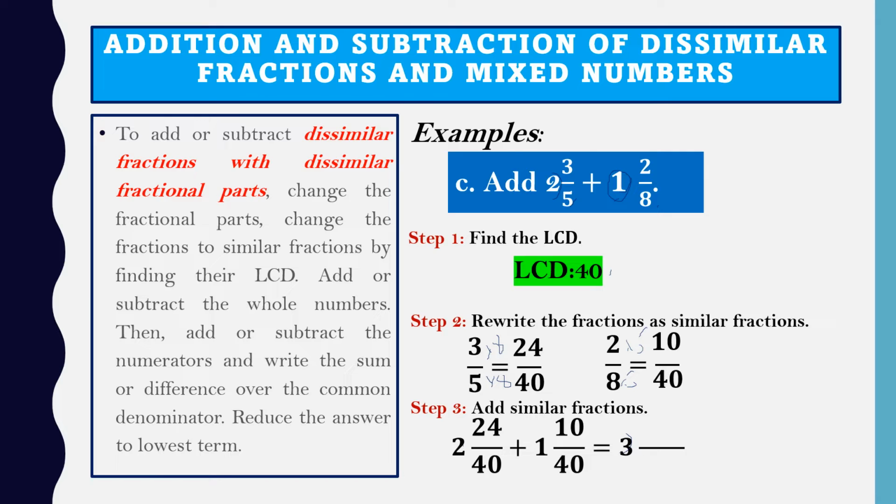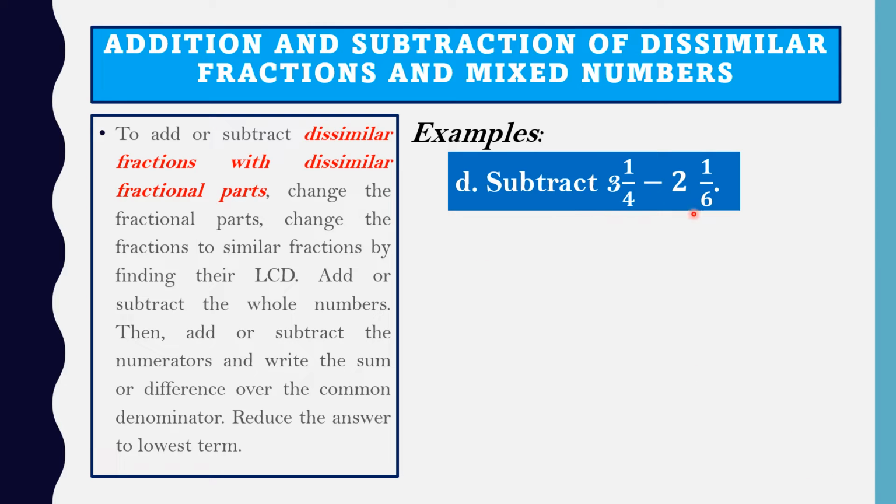And then we have 24. 24 plus 10 is equal to 34. And then our common denominator is 40. But this can still be divided by 2. So we cancel. 34 divided by 2 is equal to 17, and 40 divided by 2 is equal to 20. That makes our final answer 3 and 17 over 20.